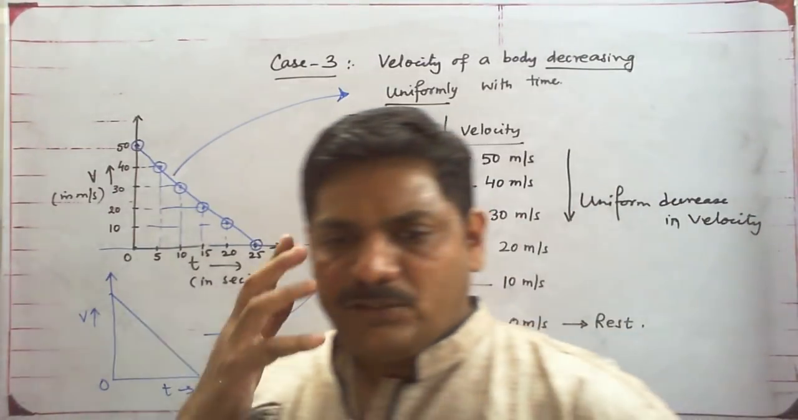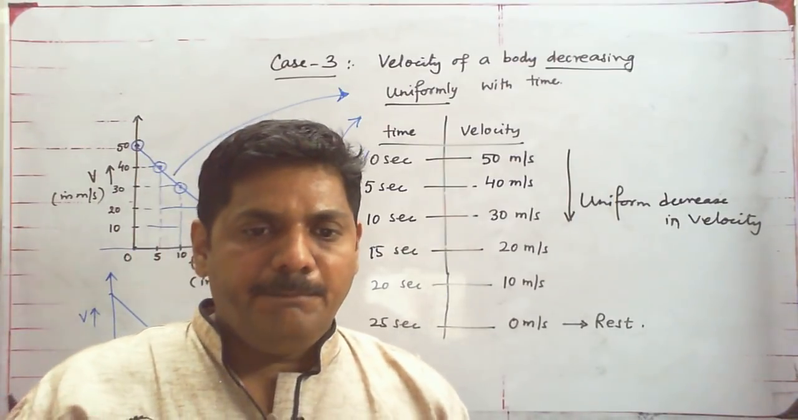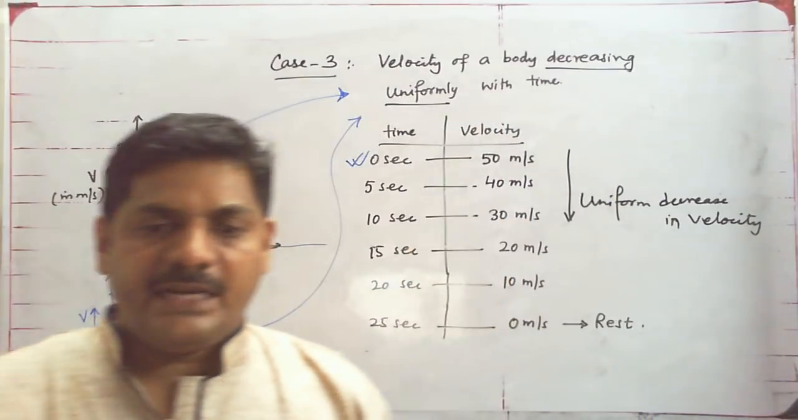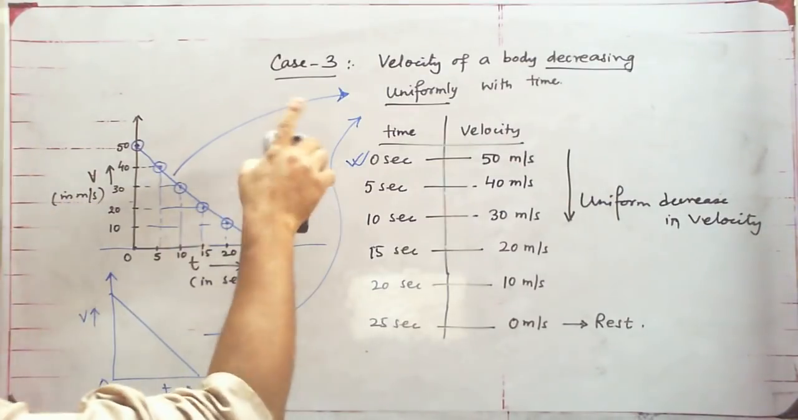And there is a fourth case also. Fourth case is velocity of a body is increasing with time, but the initial velocity is not equal to 0. Let us draw the graph and see how it looks. Let us move on to case number 4.